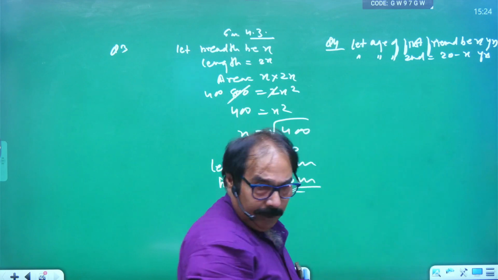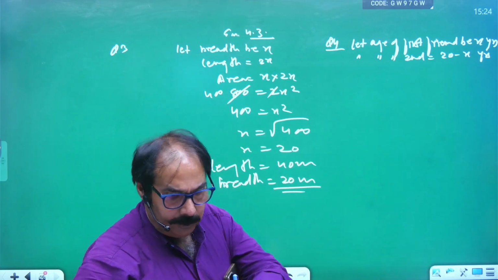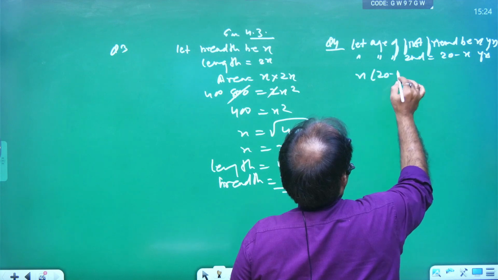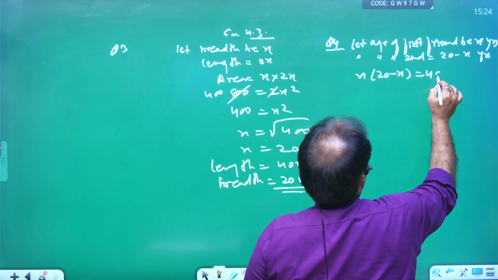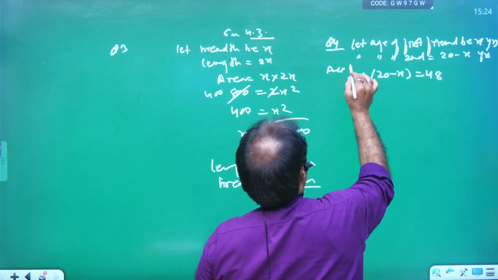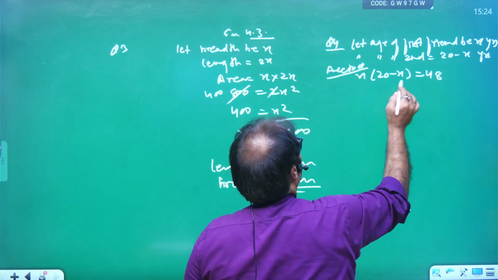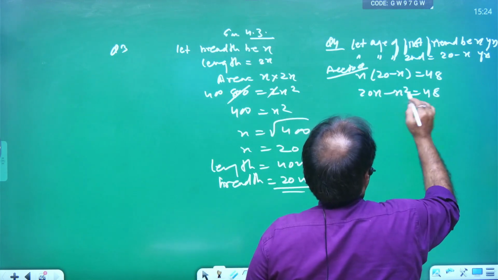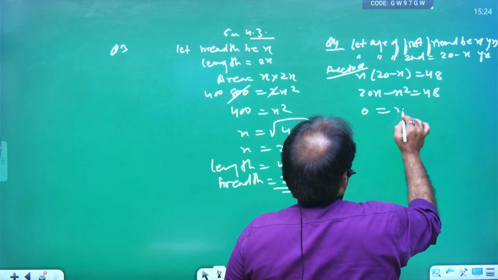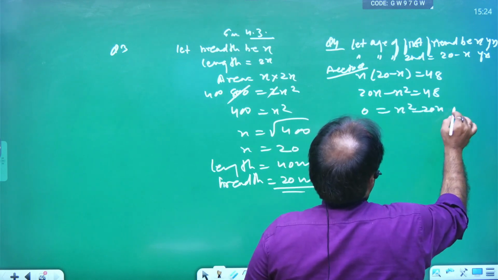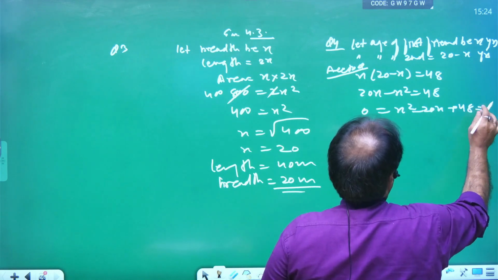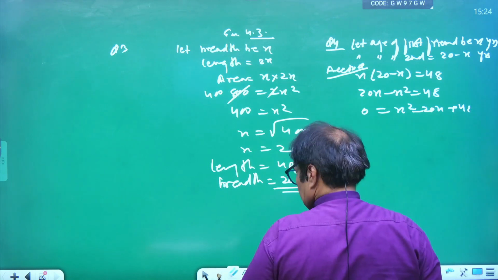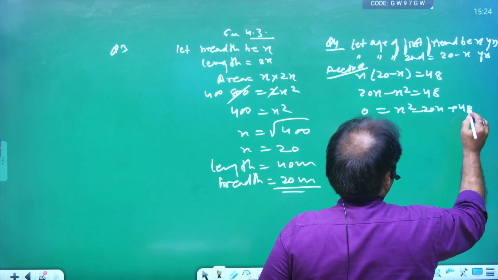Okay. And according to the question, the product of their ages was 48. So x into 20 minus x is equal to 48. This is according to the question, right? Now open it. 20x minus x square is equal to 48. Make it quadratic. So x square minus 20x plus 48 is equal to 0.